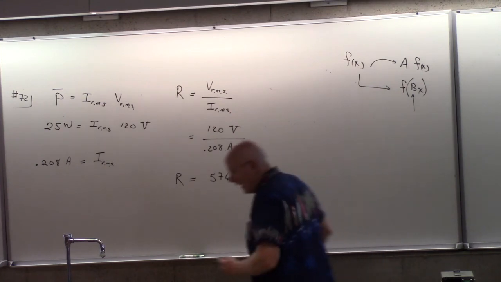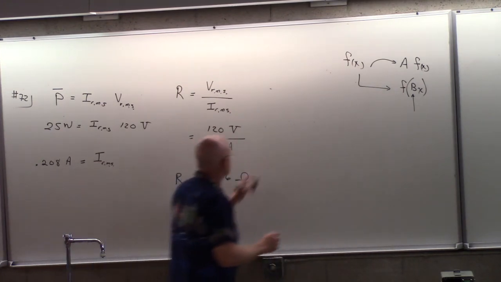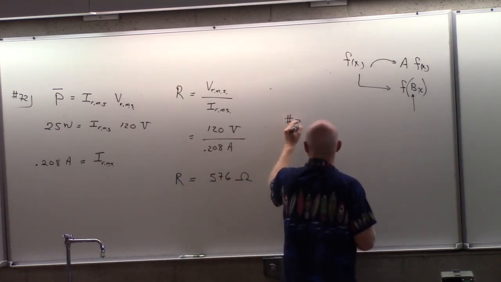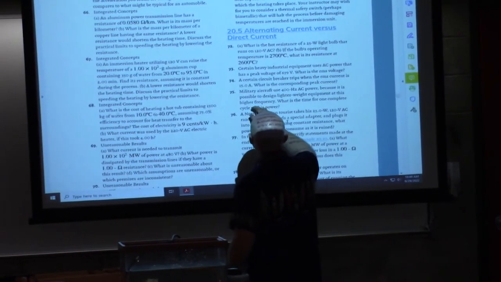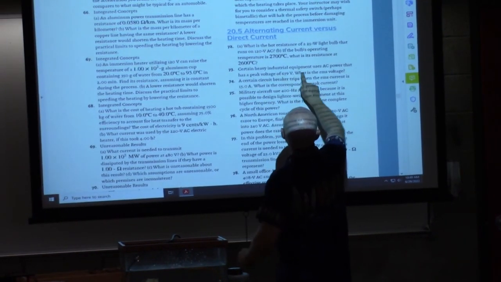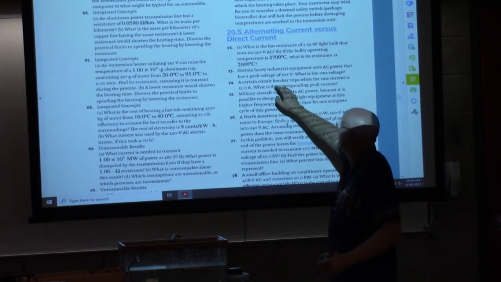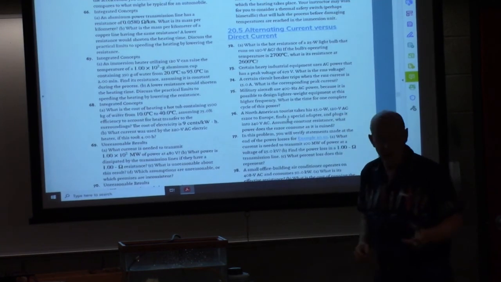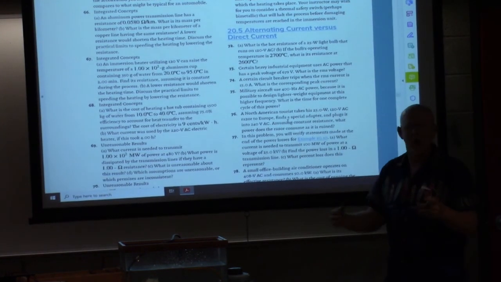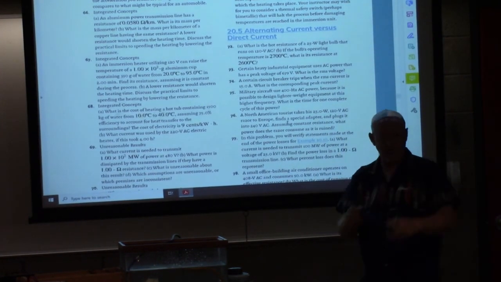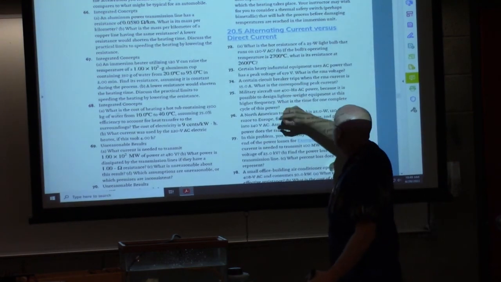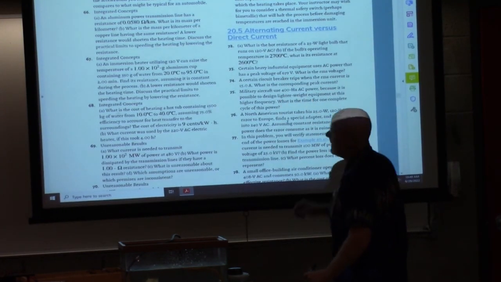And maybe I'll try to squeeze in the 73, because I think it's just a divide by square root of 2. It says here, certain heavy industrial equipment uses AC power that has a peak voltage of 679. And it's pretty high. Like I said, our wall plugs, we're used to a peak of 170. But this is some high-powered equipment. It says, what is the RMS voltage?